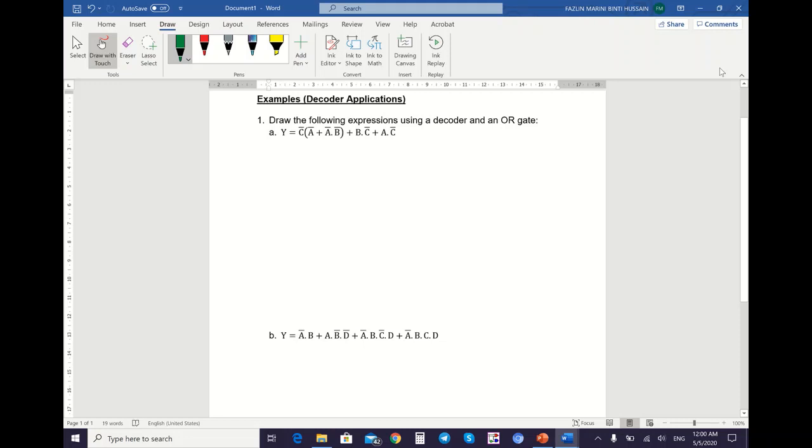Okay, so now I will show you another example for decoder application. So I have two examples. Okay, we start with the first question, which is A. For question A, it is using three variables. Okay, it's three variables, so we need to use a decoder tree.